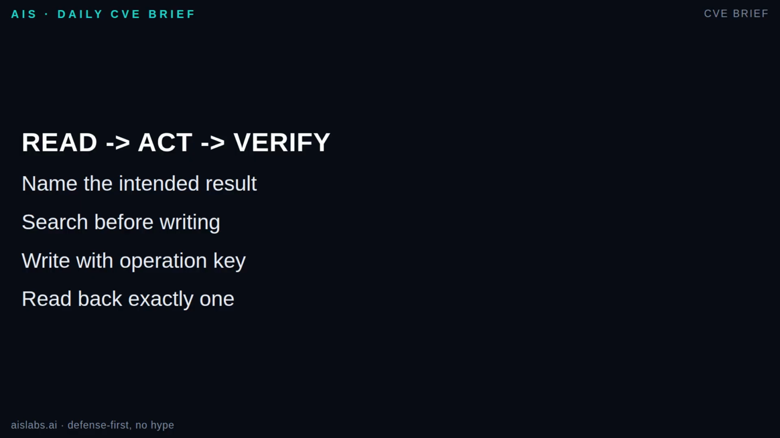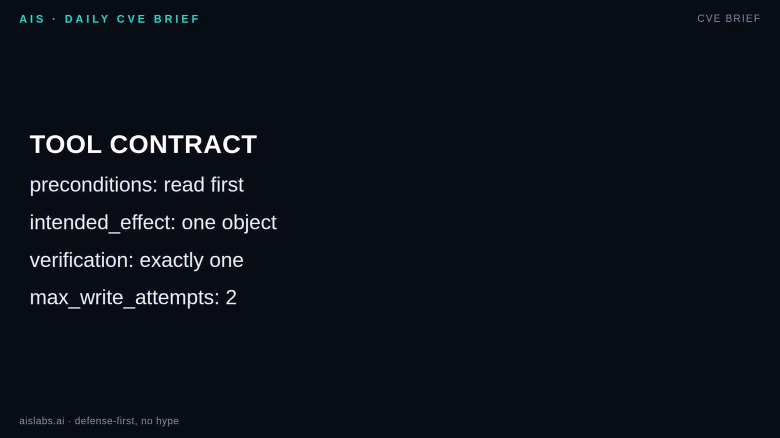Before writing, read: does this result already exist? If not, act once. After writing, verify by reading back. Success means exactly one matching object exists. 0 is unresolved. More than 1 is an incident. Put this in the tool contract, not just in the prompt.